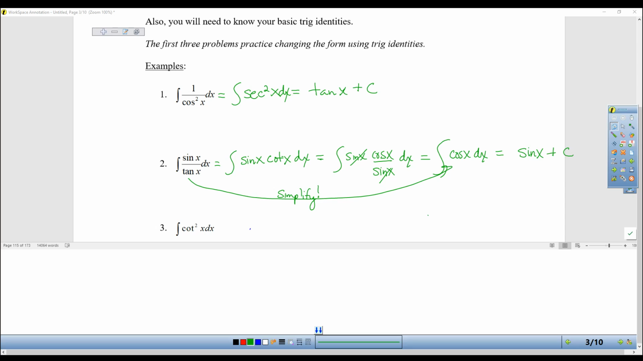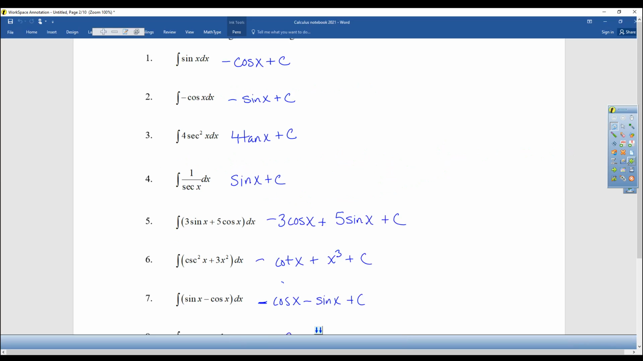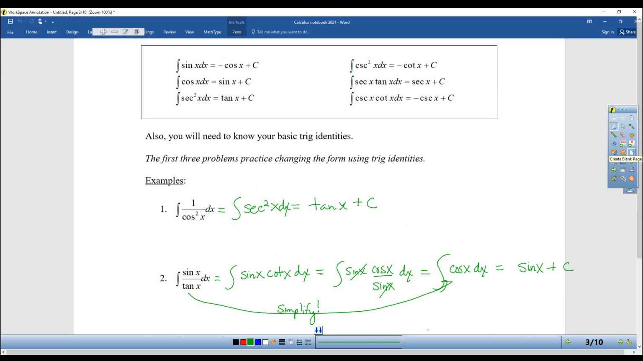So this next one is pretty hard. If you see a cotangent squared, you might be thinking, oh, that's one of the ones that I should know. But cotangent squared isn't actually on this list. Do I have that somewhere? Yeah, here. It's cosecant squared and secant squared that we know the integrals of.